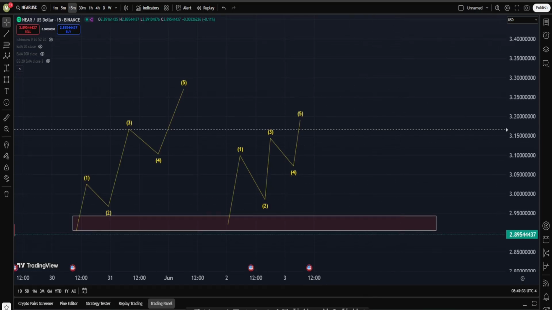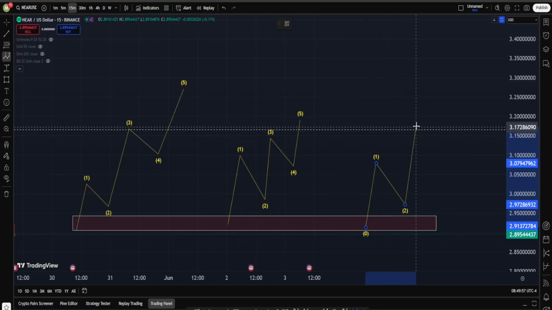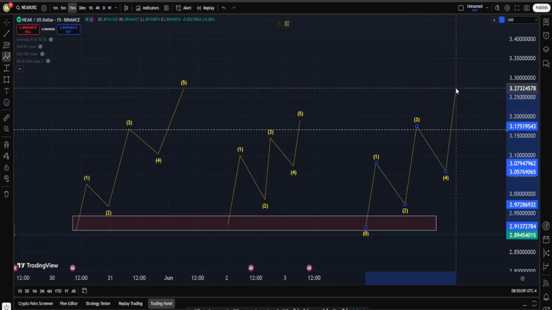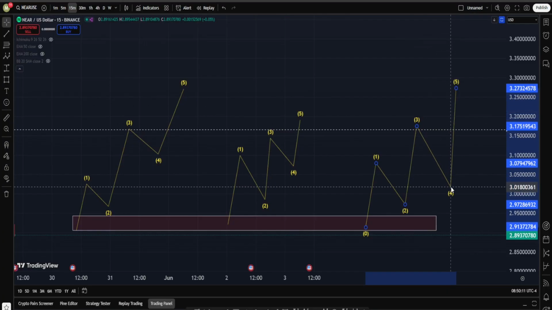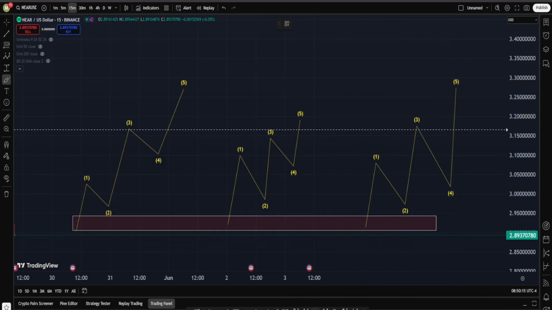In another case, we can have an expanding leading diagonal, which looks like this. This is our initial move up into wave 1, and it has to be the smallest wave, correction for wave 2, another move up into wave 3. It must be bigger than 1, correction for 4. In here, we must have overlapping of the waves, and also wave 4 has to be bigger than wave 2, and this is our final move up into wave 5, and it has to be the biggest wave in this structure.